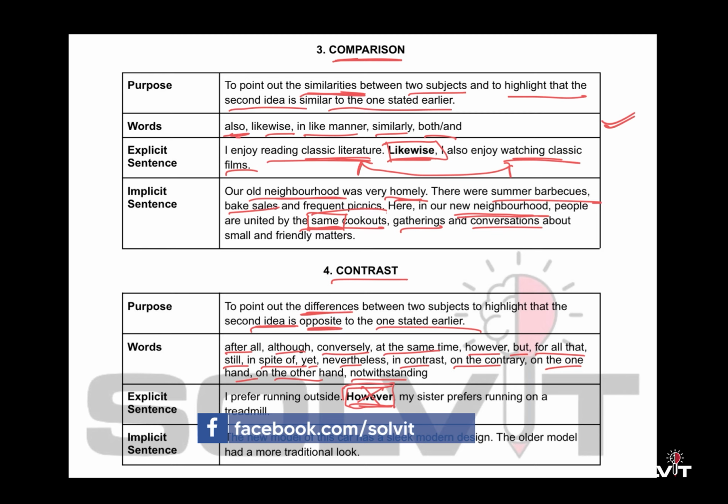And we don't even need the word however to tell us that. But the word however is sort of an aid. It sort of helps us to identify the relationship. Okay, but it's not that hard even without the word however. Let's look at the implicit sentence.